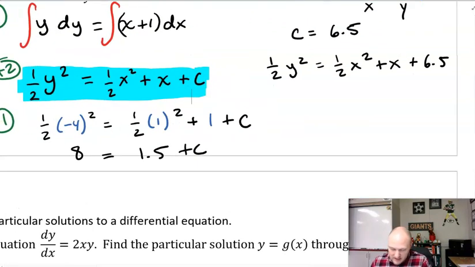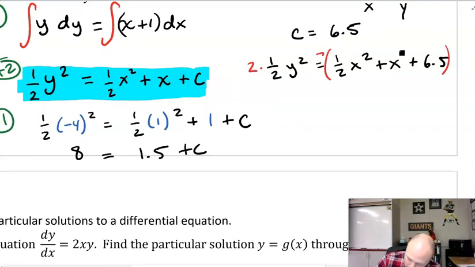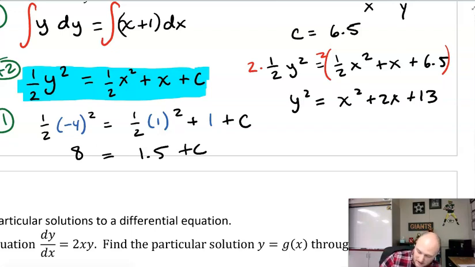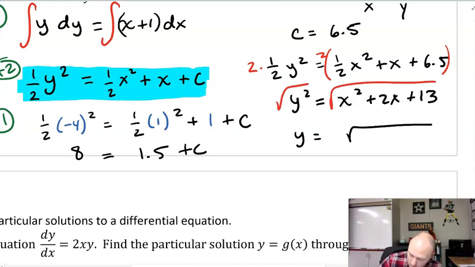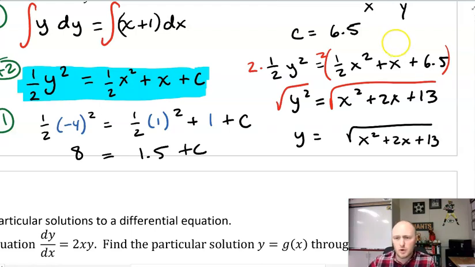So I do want to go ahead and solve for y. I'm going to multiply both sides by 2. This would give me y squared is equal to x squared plus 2x plus 13. And then if I go ahead now and solve for y, I take a square root. So y is equal to the square root of x squared plus 2x plus 13. Now when you're solving an equation for y squared and you take a square root, you generally have a plus or a minus. Wouldn't you agree?